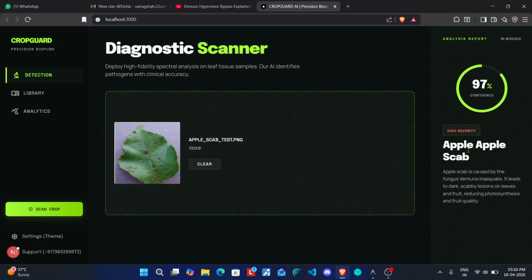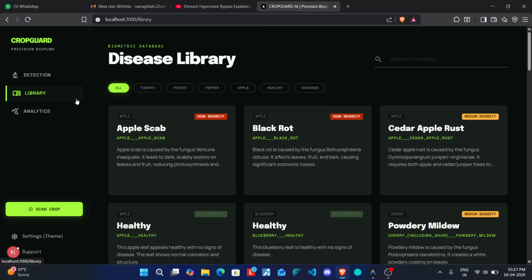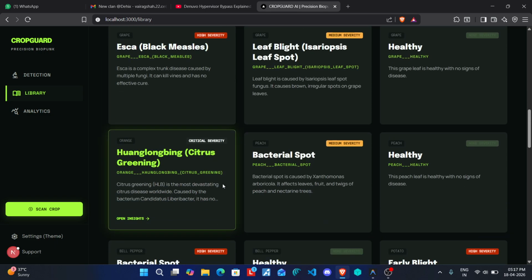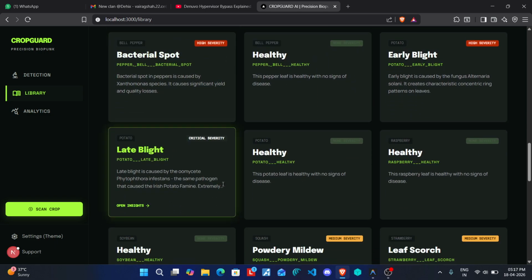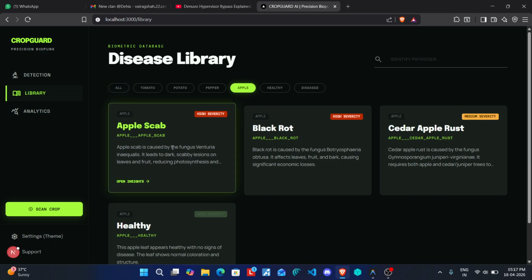It can show how severe the disease is for a plant, and the precautions for all that: how we can use precautions and how to reduce these things. When we put in this image, our data is added to a library. When we put in each and every image, it predicts each plant's diseases and adds them to this library section, and we can use a filter to check. Let's check on Apple. Yes, we can see the Apple scab is also there.